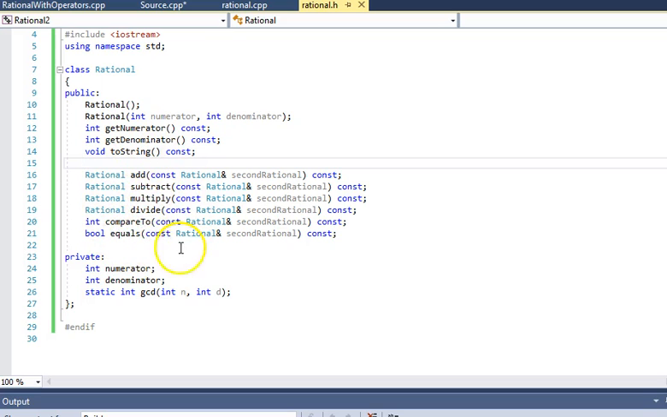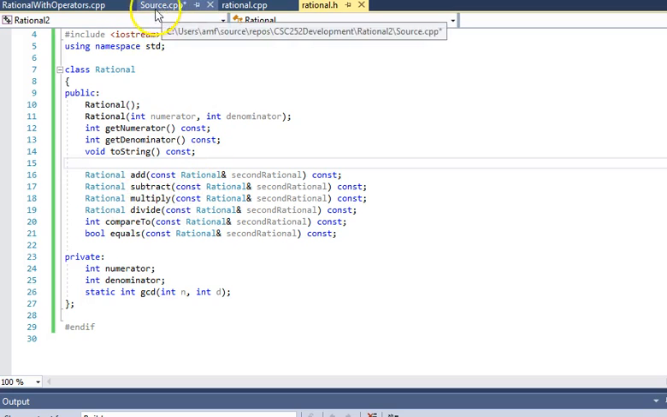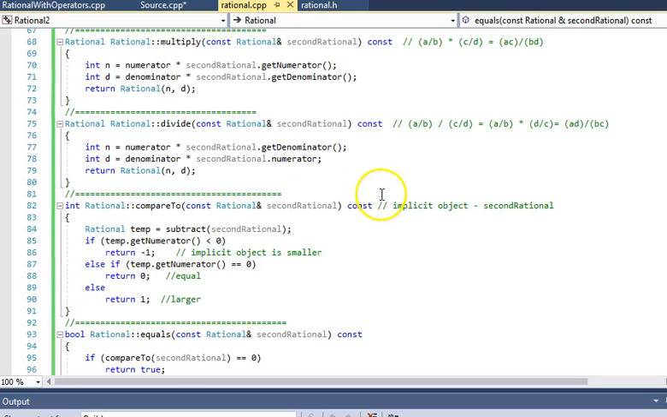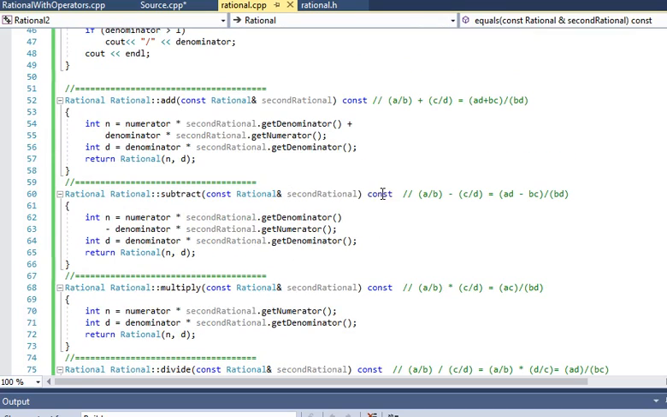The calling rational object in all these functions is also called the implicit object, or the object that's making the call. So let's look at the implementation of these functions. I'm going to go to the implementation file and start by going over the add function.